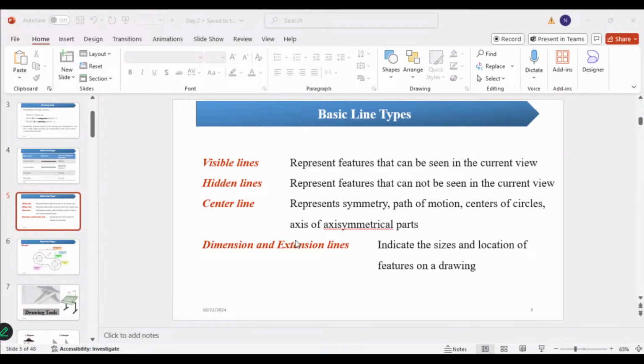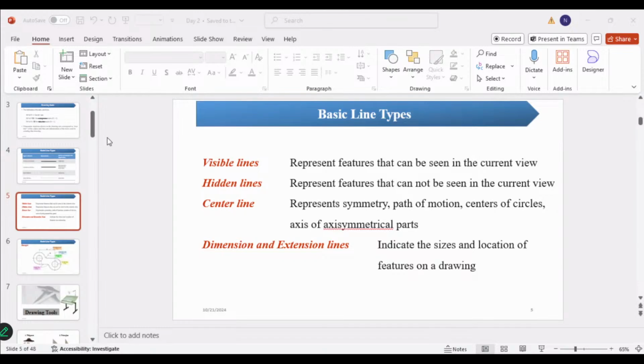So if one part of the drawing is moving, then we draw the center line, okay, to represent that path of the motion. Okay. And then the centers of circles. Okay. Circles වල center එක පෙන්නන්න අපි center line එක අදිනවා. And then the axis of asymmetrical paths.